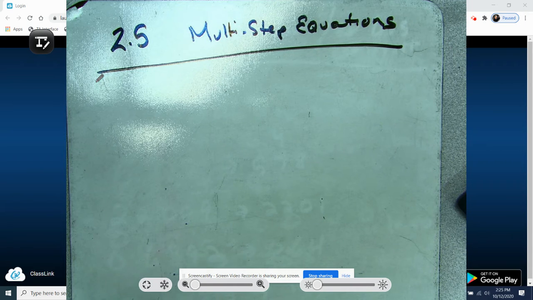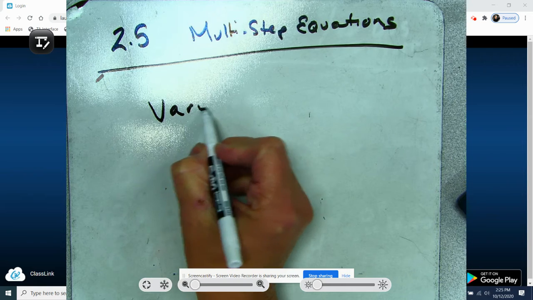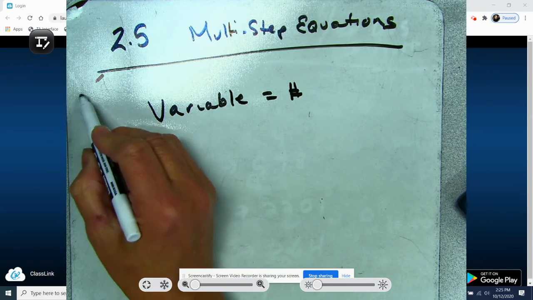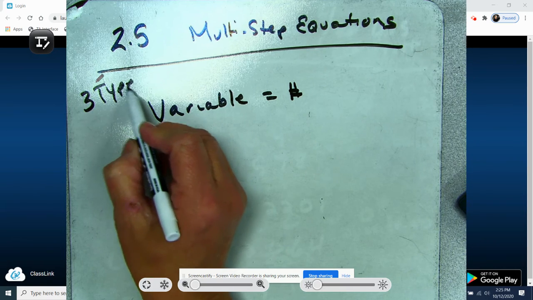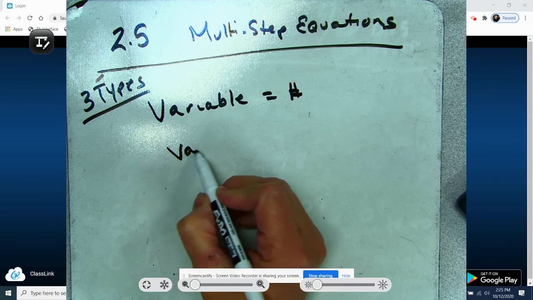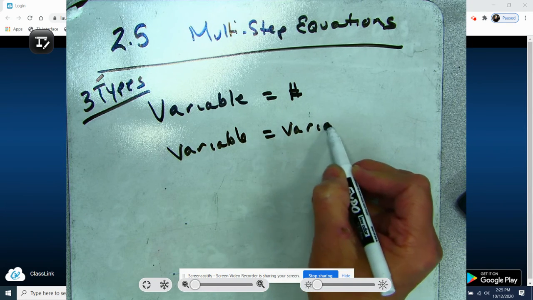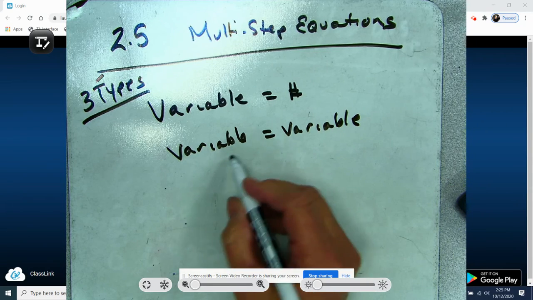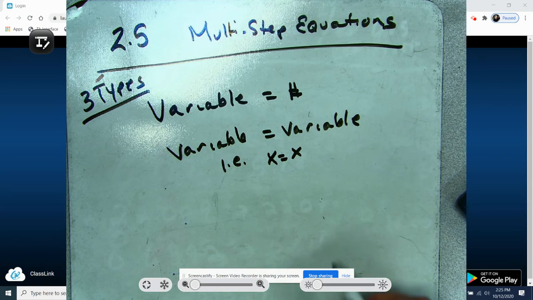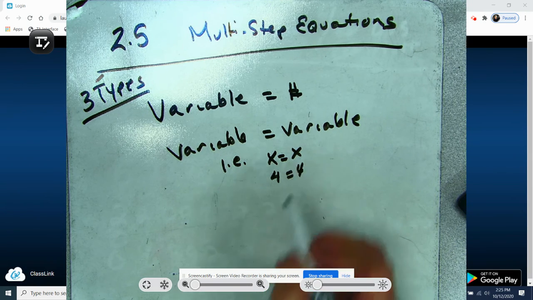there's three types of answers. You could get an answer where your variable equals a number. So three types. You could have an equation where you have variable equals variable, for instance, x equals x. Or it could be a constant equals a constant, so 4 equals 4.